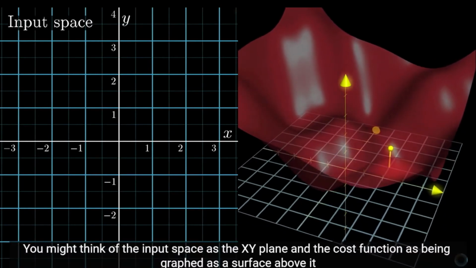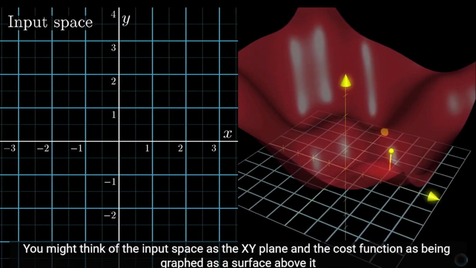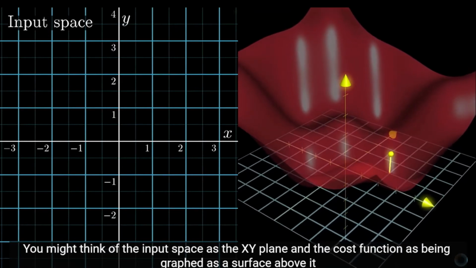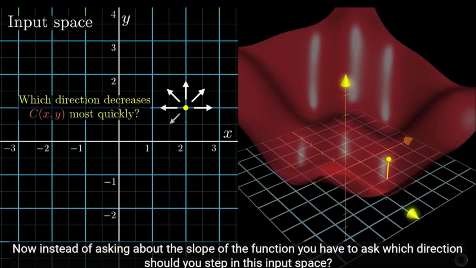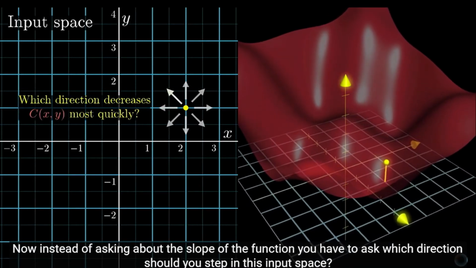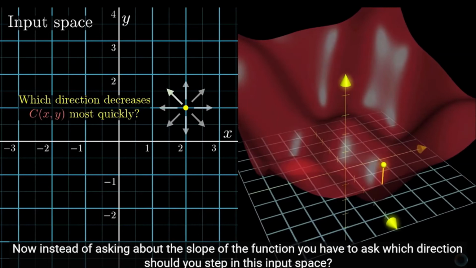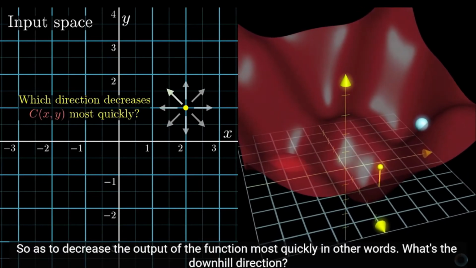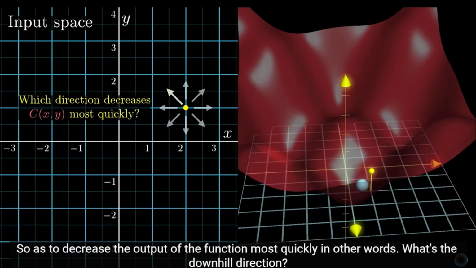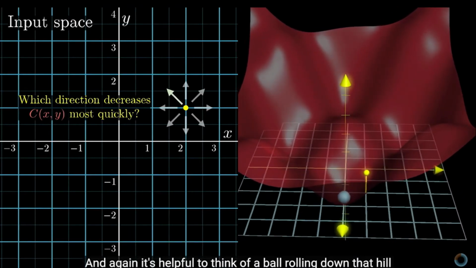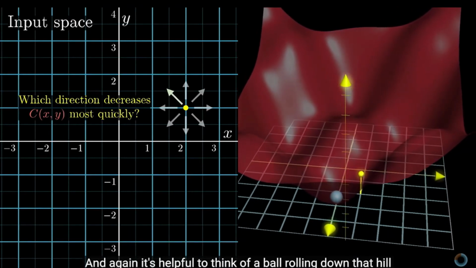You might think of the input space as the xy plane, and the cost function as being graphed as a surface above it. Now instead of asking about the slope of the function, you have to ask which direction should you step in this input space so as to decrease the output of the function most quickly. In other words, what's the downhill direction? And again, it's helpful to think of a ball rolling down that hill.